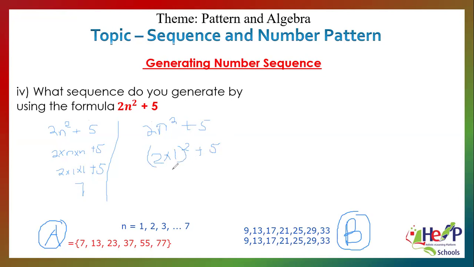So 2 squared, that is actually 4. 2 times 2 is 4. Yes. Plus 5 is equal to 9. Okay.